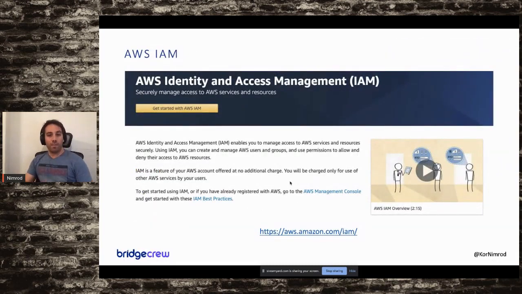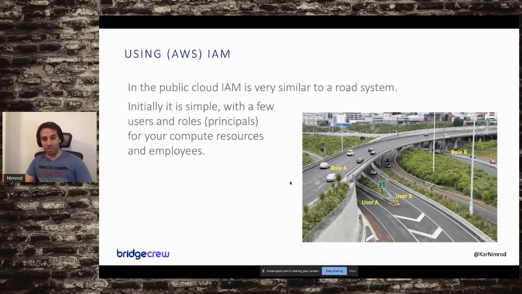So IAM, or AWS IAM, is the service AWS gives for you to manage all of the privileges in your account. That includes what all of your users and servers can and cannot do, to put it in simpler terms. But you have the AWS site to ask more questions about it. So I like to view IAM as kind of a road system. It allows, in its essence, access to things, be it servers, APIs, actions, and so forth.